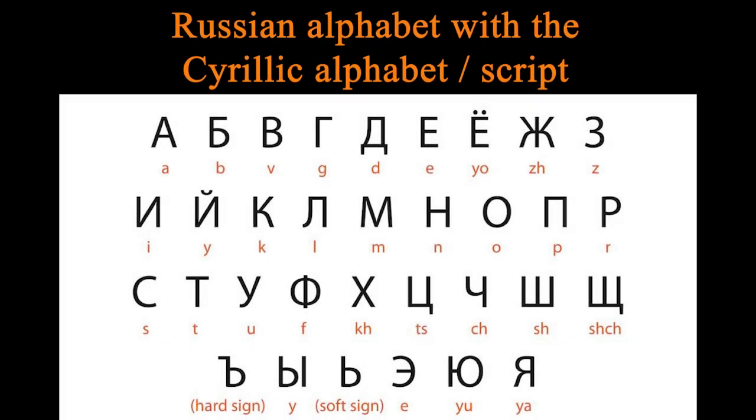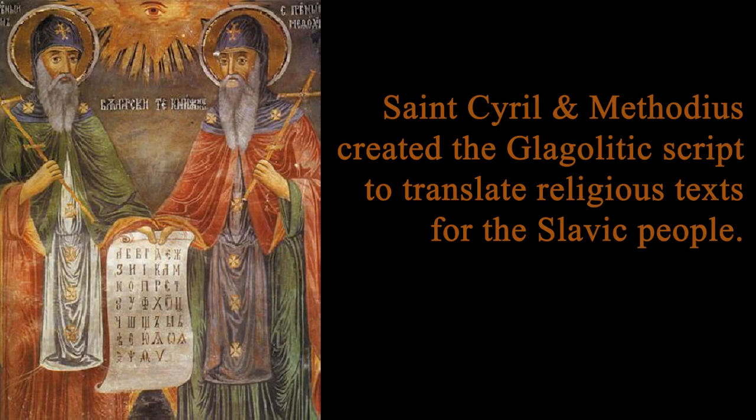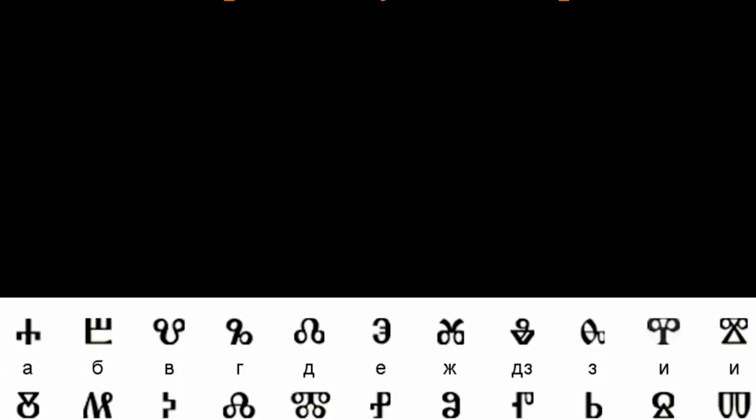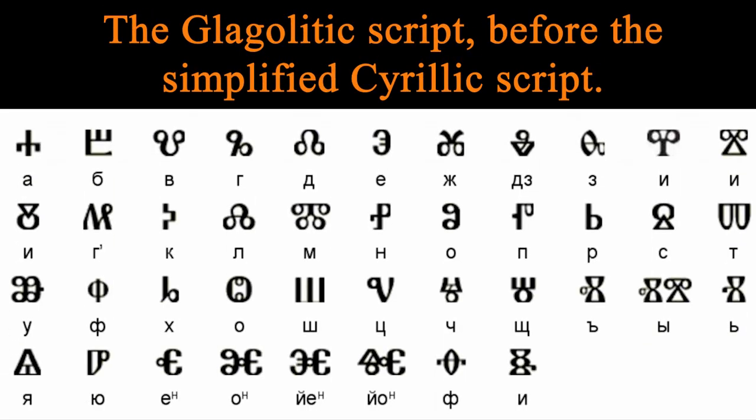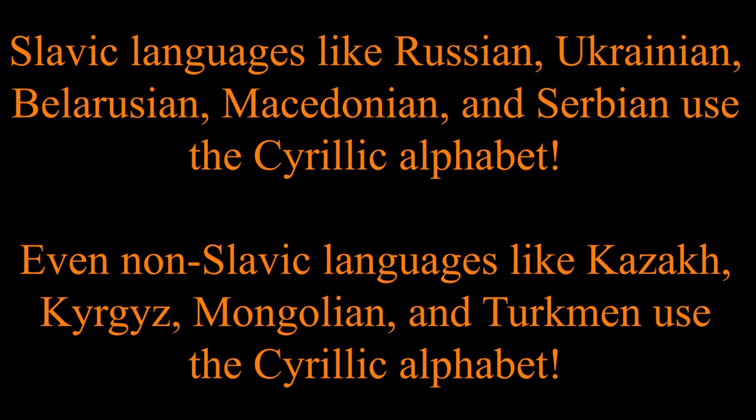It's the Cyrillic alphabet, named after disciples of Saint Cyril and Methodius, who first created the Glagolitic script to translate religious texts for the Slavic people. The Cyrillic script was a simplification of Glagolitic, combining Greek letters with the new characters for Slavic sounds. And now a majority of Slavic languages use the Cyrillic script.